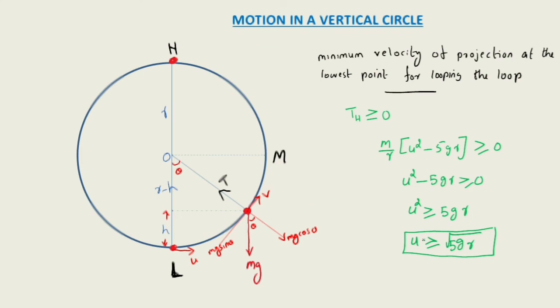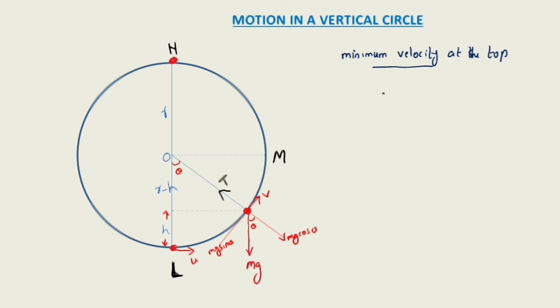Okay, so this is the minimum velocity for looping the loop, and the value is u equal to root of 5gr. So now let's calculate the minimum velocity at the top. The velocity at the top without slackening of the string, we can say, using the velocity formula, v square is equal to u square minus 2gh.